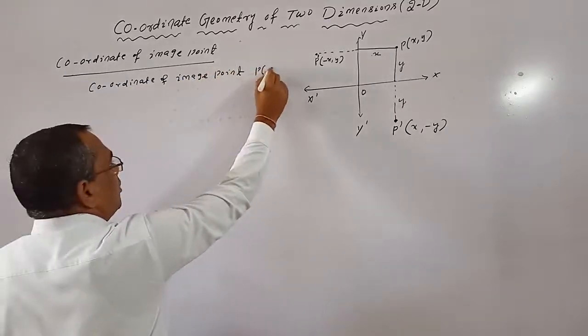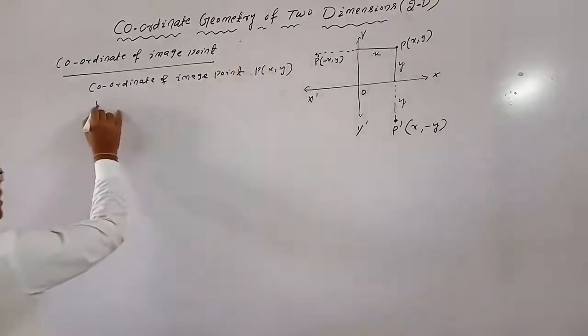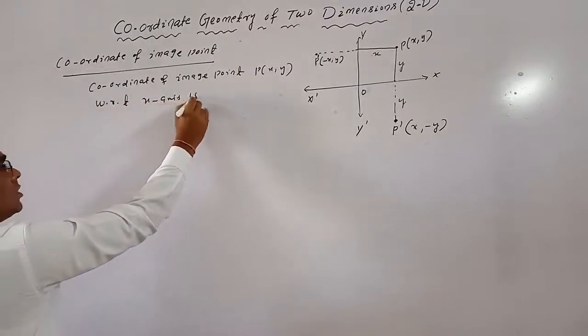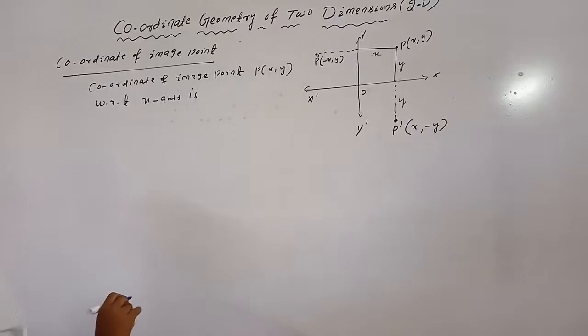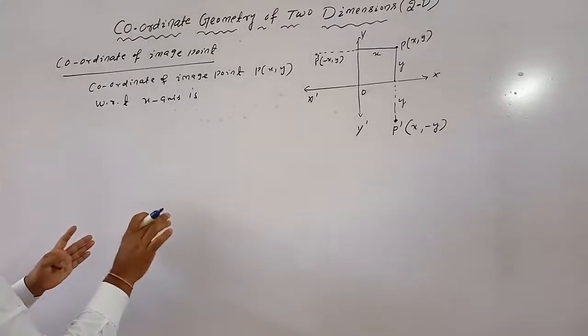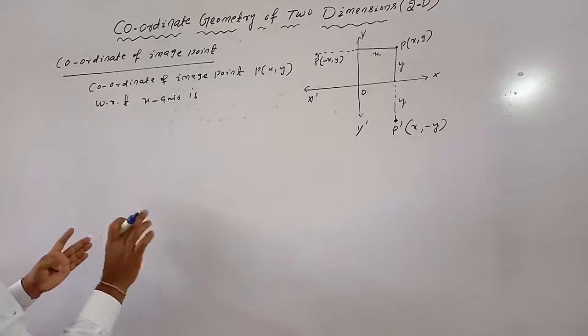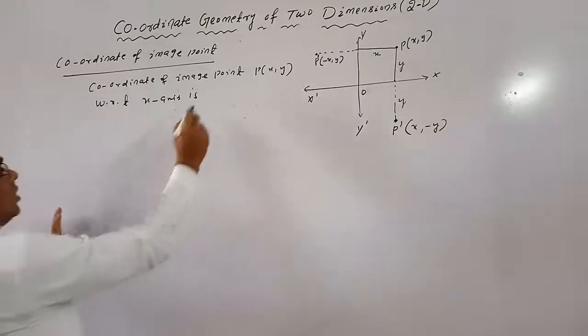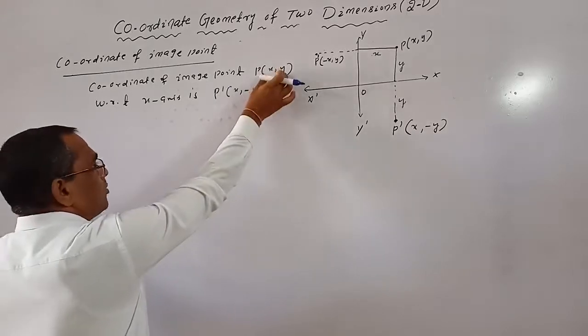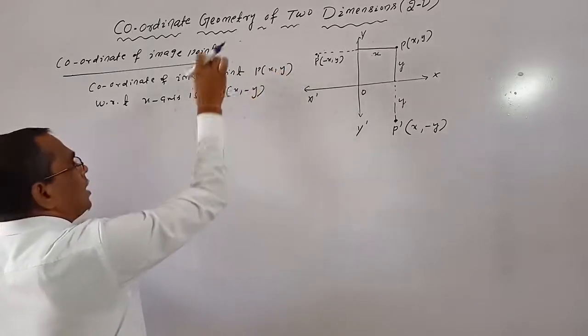p of x comma y with respect to x axis. With respect to x axis means the x axis, which axis is perpendicular? The y axis is perpendicular, that means the y coordinate must be changed. So p dash of x comma minus y is the image point with respect to x axis.